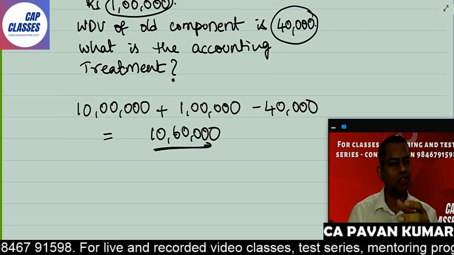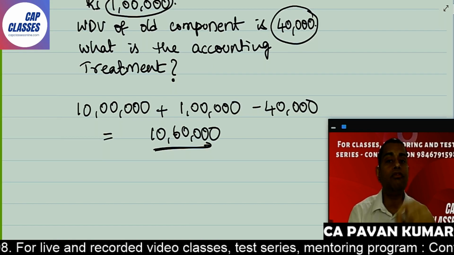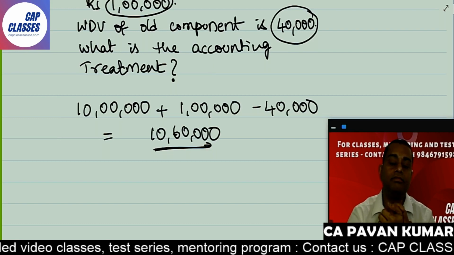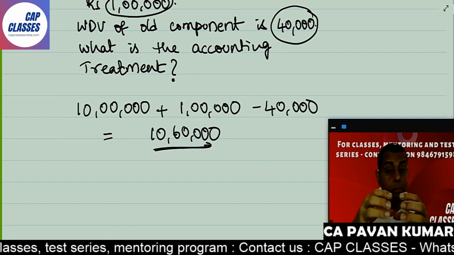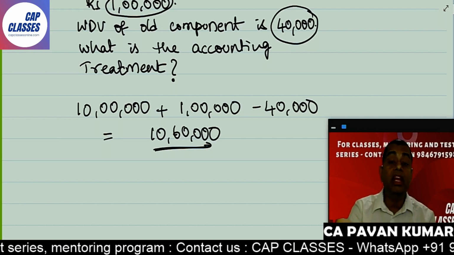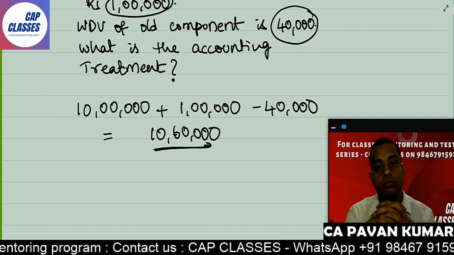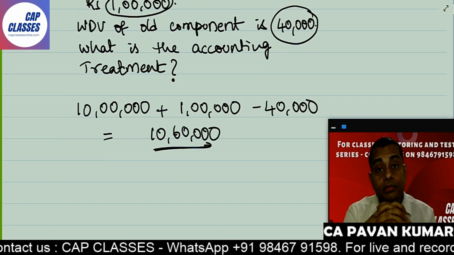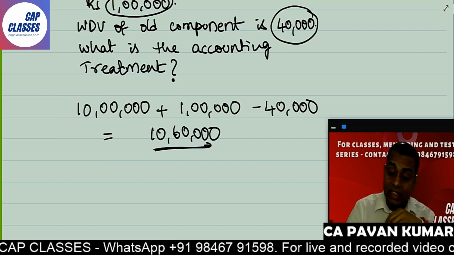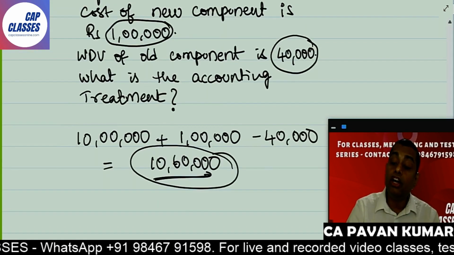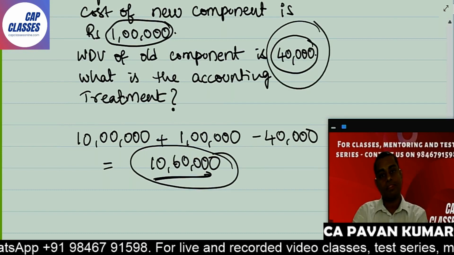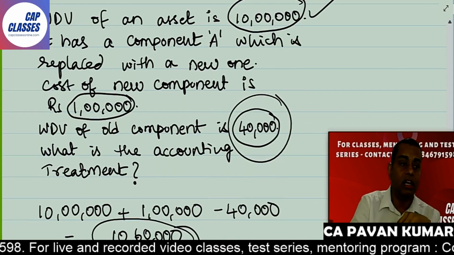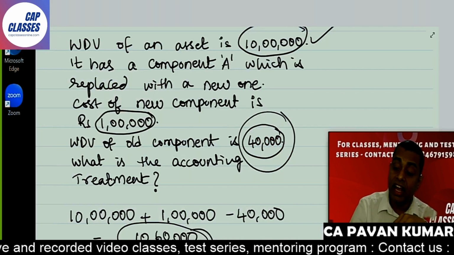What is this componentization? All the major components of this particular asset having different lives, different major components having different life, are to be depreciated separately. So, see, this is simple. Why is this simple? Because you know that this is 40,000. From your accounts, this is easily ascertainable.